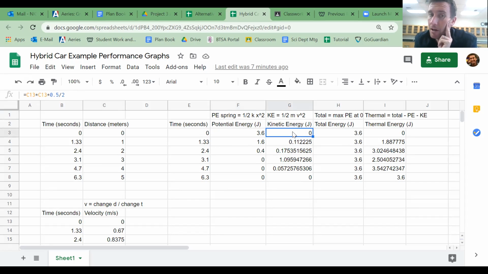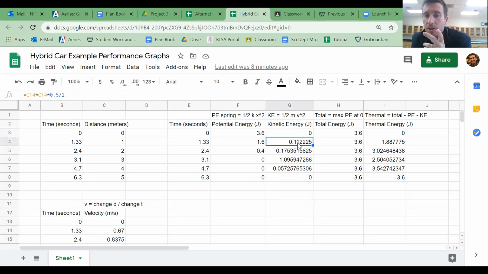My kinetic energy at the very beginning, it wasn't moving, so that would be 0. I could also do an equation. So kinetic energy is 1/2 mv squared in this box here. So if I take 1/2, 0.5, divided by 2, times the mass of the car was 1/2 of a kilogram, so 0.5 kilograms, times C13 times C13. Well, C13 is the velocity at time 0. So it's taking the velocity there times itself twice.